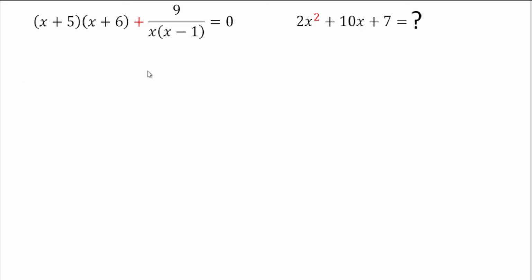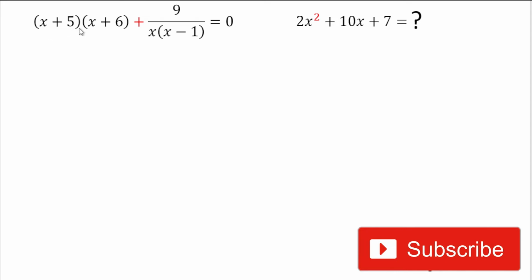Today in this video we will solve this tricky problem of algebra, and the problem here is x plus 5 times x plus 6 plus 9 over x times x minus 1, that is equal to 0. Then we'll have to find the value of 2x square plus 10x plus 7.